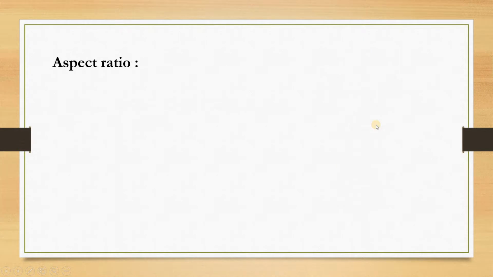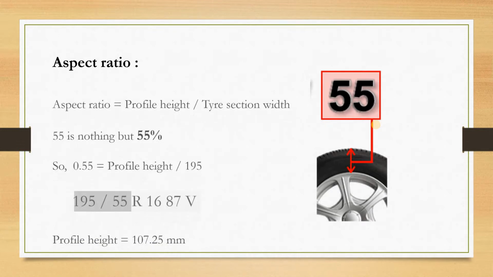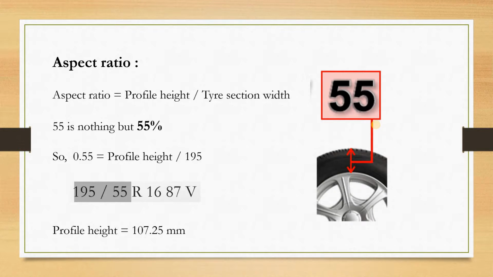And next, the aspect ratio. Aspect ratio is the actual profile height of the tire, the height which we literally measure between the rim and the edge of the tire. So the aspect ratio, or the profile height, can be calculated by a simple formula: aspect ratio is equal to profile height divided by tire section width. So the 55, which is represented in the tire annotation, is nothing but 55%. So we can just calculate the aspect ratio, right?